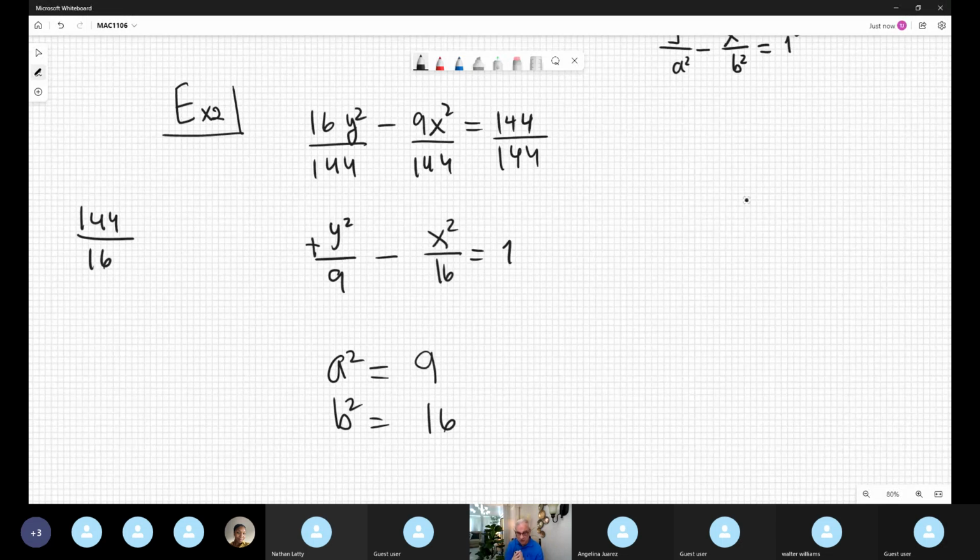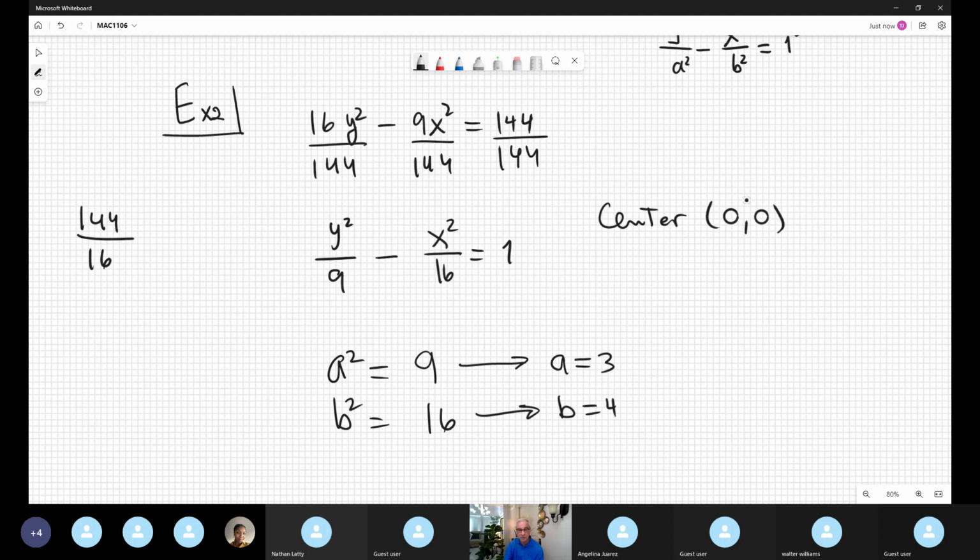Remember, one more time, I repeat the idea. A squared is associated with the positive part in the hyperbola. Totally different to the ellipse. Totally different. Because in ellipse, both are positive. Then A is 3. Square root of 9. And B is 4. Okay, cool. And by the way, the center of this hyperbola is located again one more time in 0, 0.